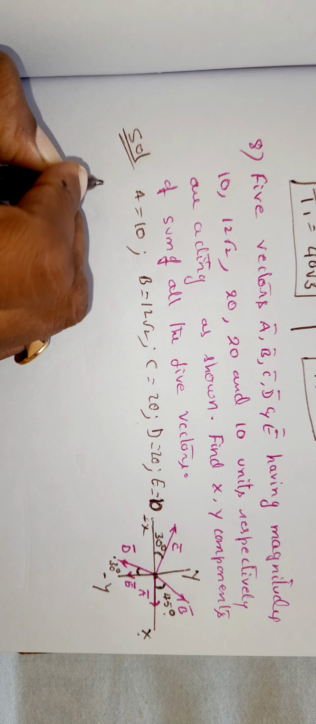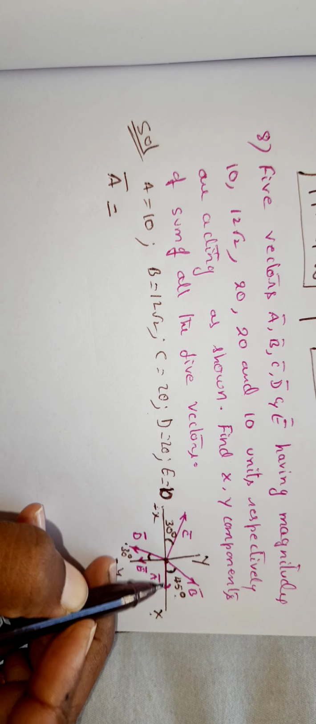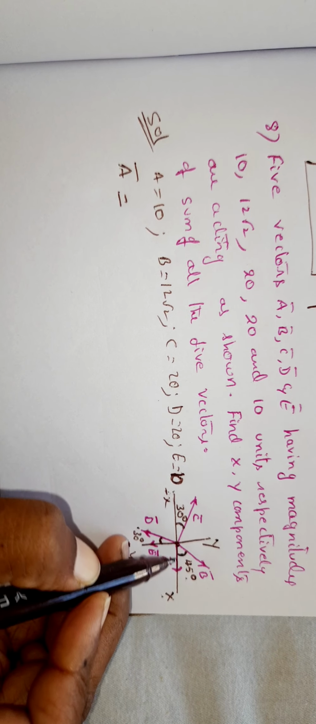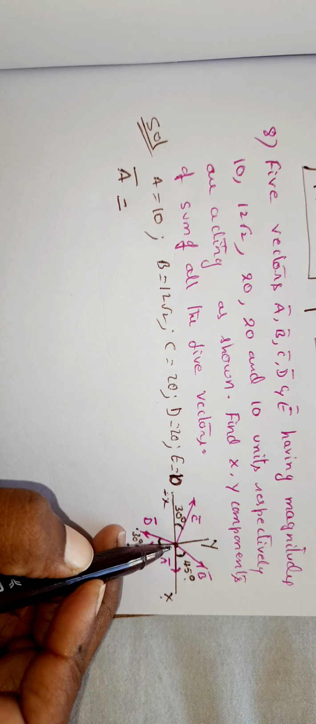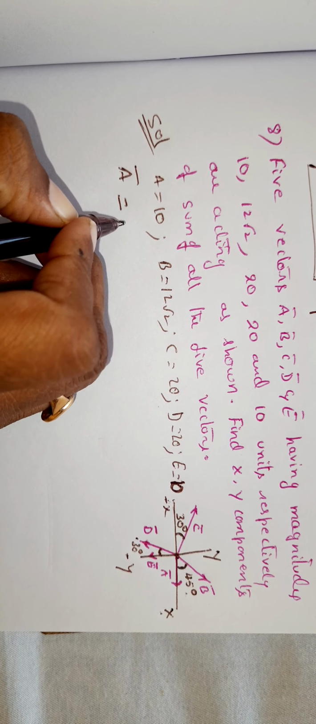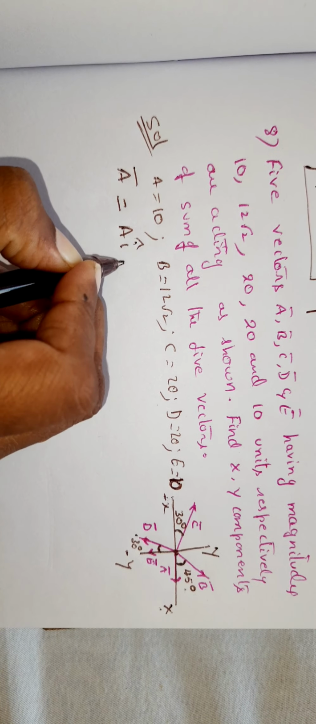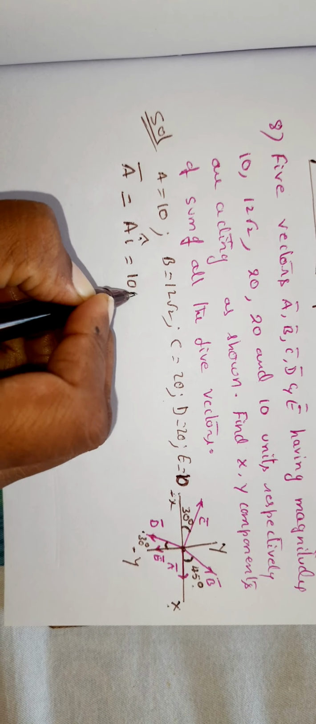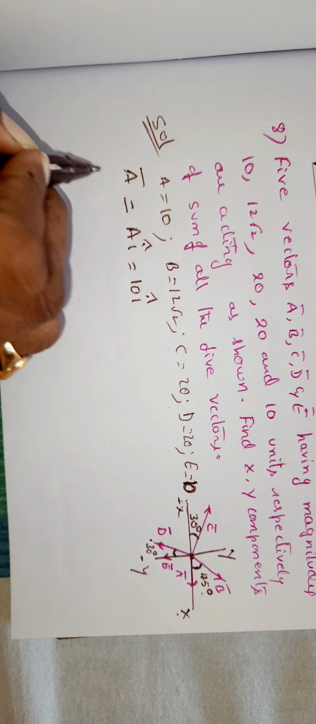Let me write A bar. Now what is A bar? A bar is just along x axis. The y component of it is 0. So I will write it as A I cap, which is equal to 10 I cap. So I got the first equation.